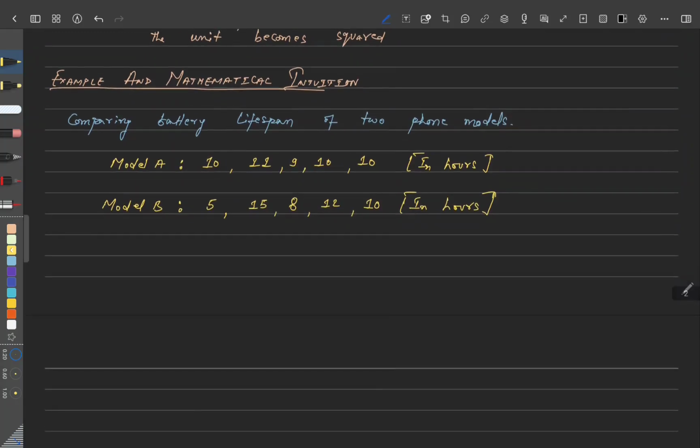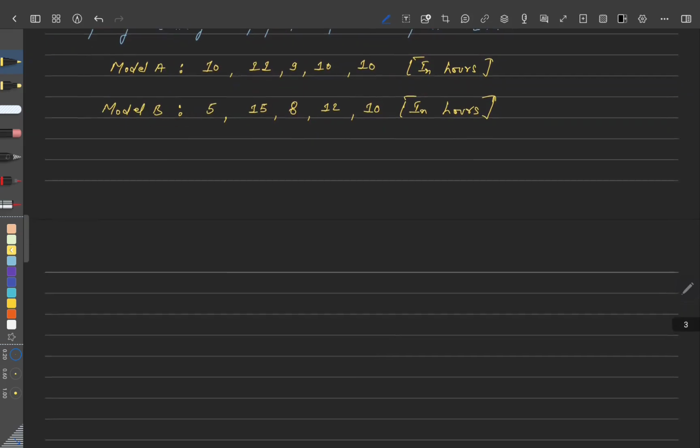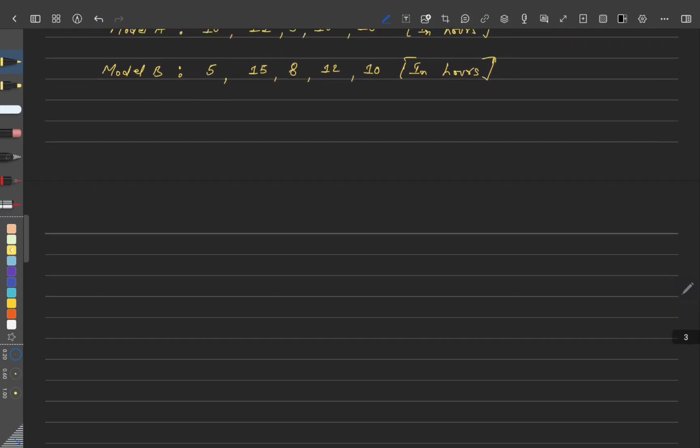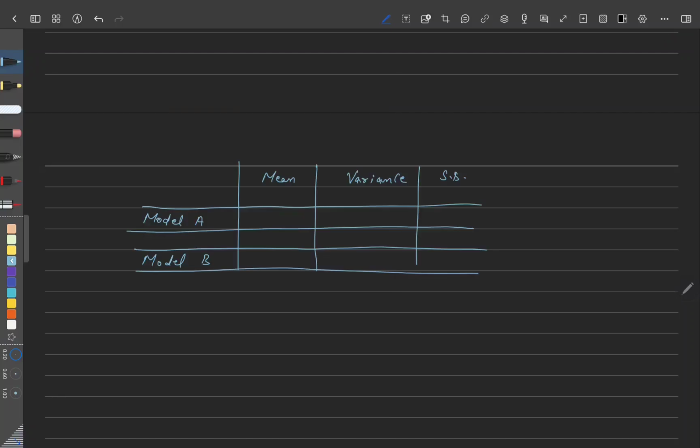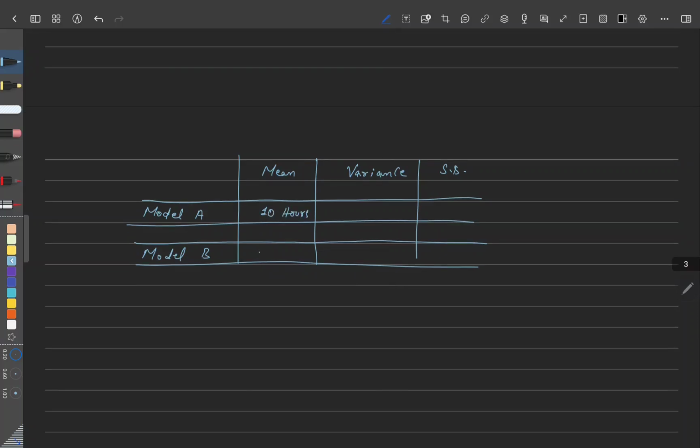Now let us calculate the mean, variance and standard deviation of the data set for these two models. Since we already know the formulae and they are very easy to calculate, I have pre-calculated this, and I will just write the data. So the data is like this. 10 hours, 10 hours. So again the mean is the same.